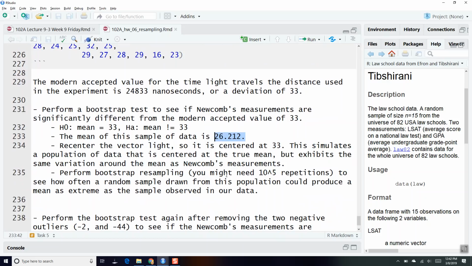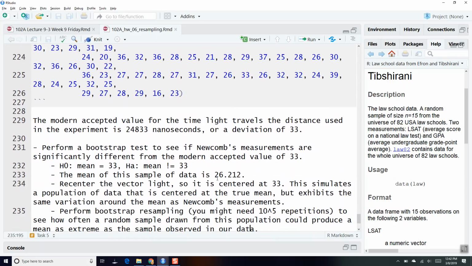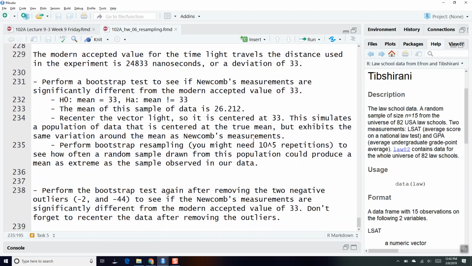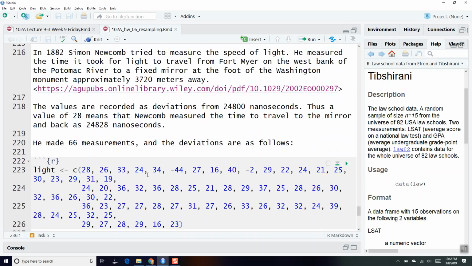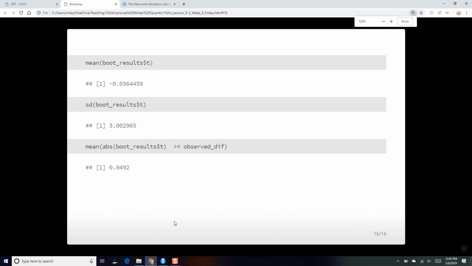And you'll have to do a bunch of bootstrap resampling. It's going to turn out your p-value is going to be quite small. So it is possible, but it's unlikely, indicating that whatever they were doing, there's probably something a little bit off. They got really good, but something was just a tiny bit off, so they were unlikely to ever actually get the true value of 33. And then I have you do it again by removing some of the outliers that we see here. But anyway, that is this package boot and the idea of non-parametric bootstrap here.